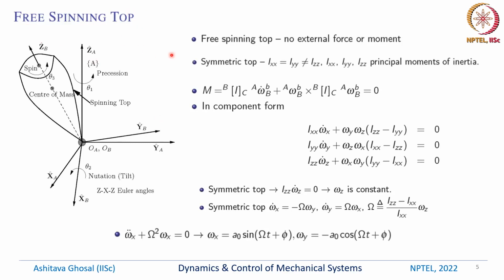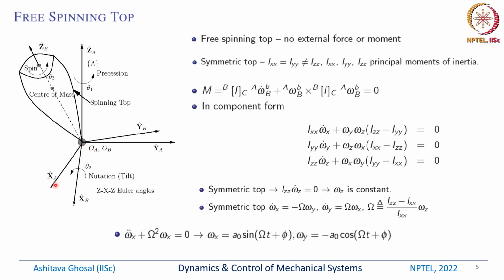So let's look at an example. This is an example of a free spinning top. So what we have here is a top which is spinning, and this point is fixed, OA and OB are at the same place.